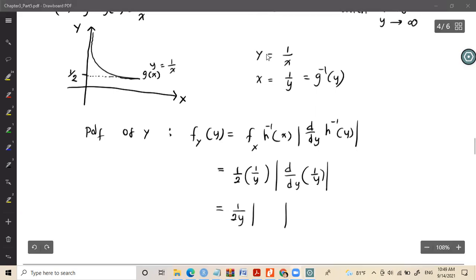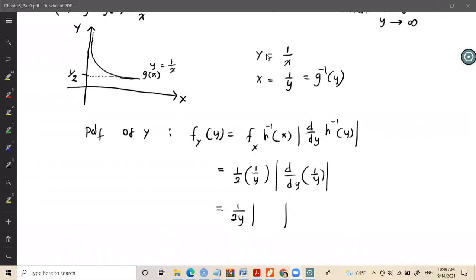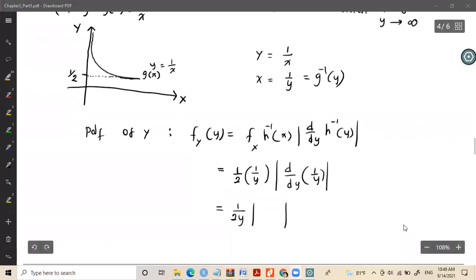So you have negative y to negative... Yes, I know it's hard to write down the type it. So you'll end up with negative 1 over y square, right?